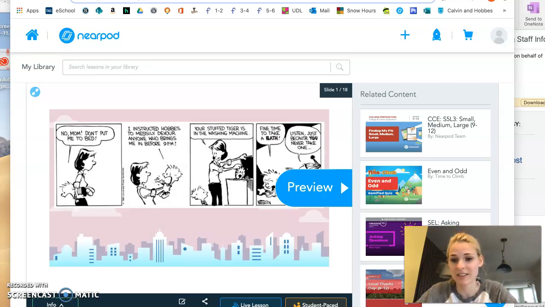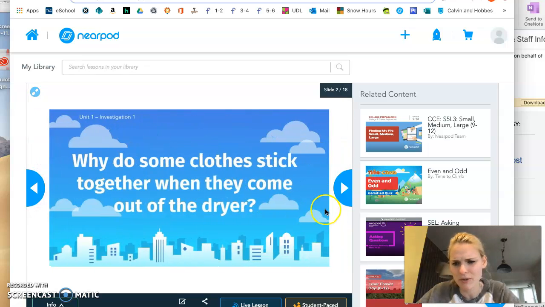So I'm trying to do that with my very first lesson of the school year. Obviously I've already done it for the spring, but this is me thinking for next fall. So I got my comic here for the washing machine, just because it's laundry related, because I think at this point in their lives, most students have gone through the process of doing laundry. And I decided to structure it all around, why do some clothes stick together when they come out of the dryer?